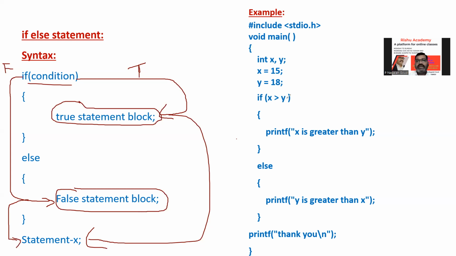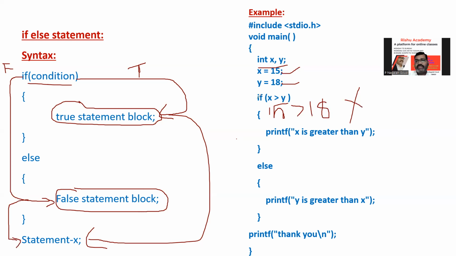Look at the example here. Same example, I extended the previous program. Two variables x and y. X value is 15, y value is 18. Now check the condition, X is greater than y. The x value is 15. As per the condition, 15 is greater than 18. Check this condition. This condition is false. Why? Because 18 is greater than 15.